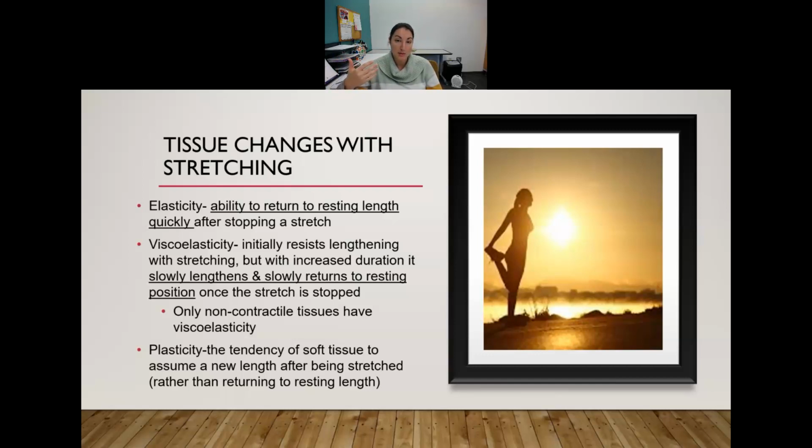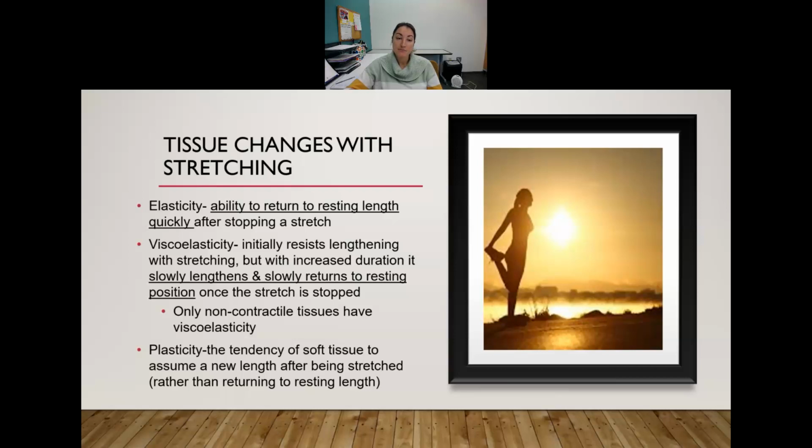Whereas viscoelasticity at first, so it's like if you are stretching your hamstrings, at first you feel tightness in your hamstrings. It's kind of resisting that stretch. And then as you hold it longer, you feel it begin to relax. But once you stop stretching, it slowly returns to the resting length. So elasticity is in muscles and some other tissues, but it's in contractile tissues. But viscoelasticity is only in non-contractile tissues, so like ligaments, tendons, fascia, things like that.